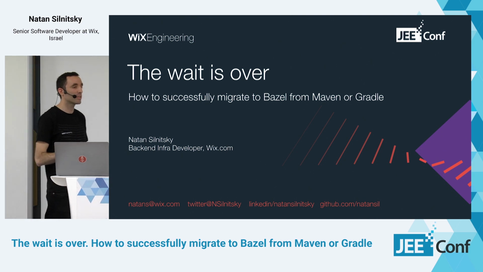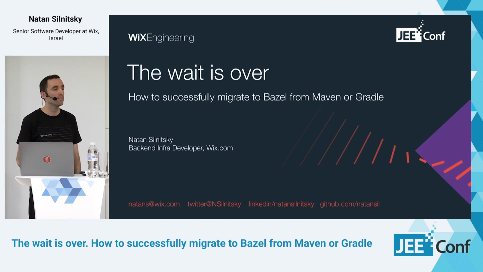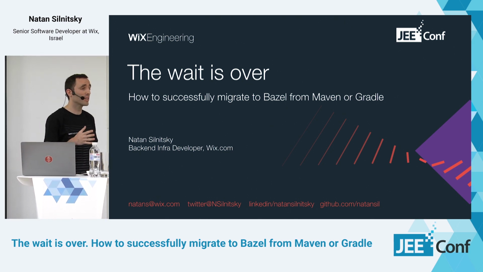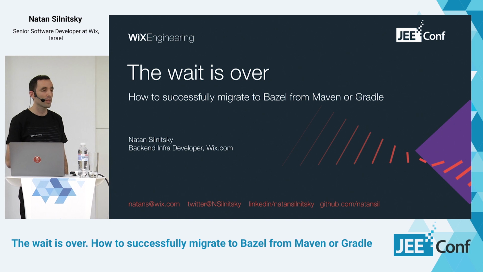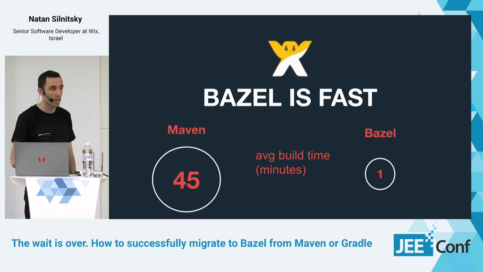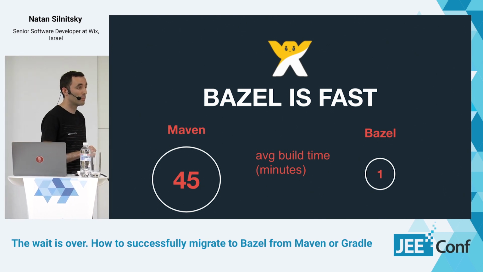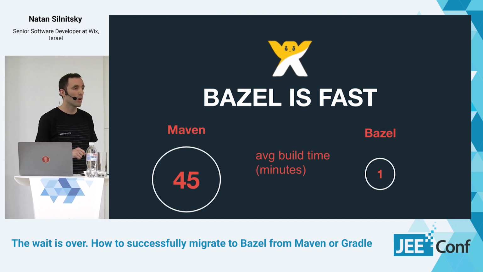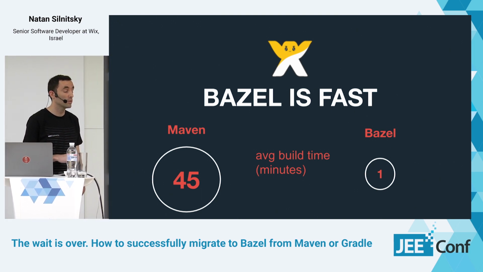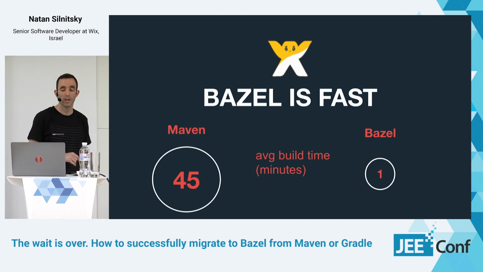My name is Natan Silnitsky, and I'm a backend developer at Wix.com. I was part of the task force that migrated all the Wix backend code from Maven to Bazel. Bazel, if you don't know, is Google's build tool. They build their monorepo with Bazel. They have more than 2 billion lines of code. And they open sourced Bazel a few years ago.